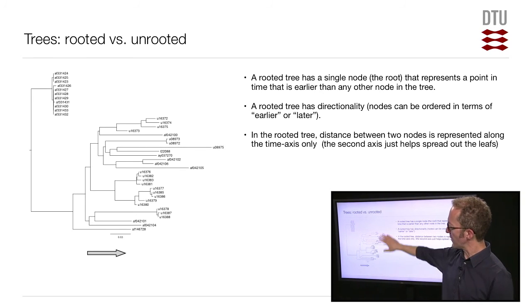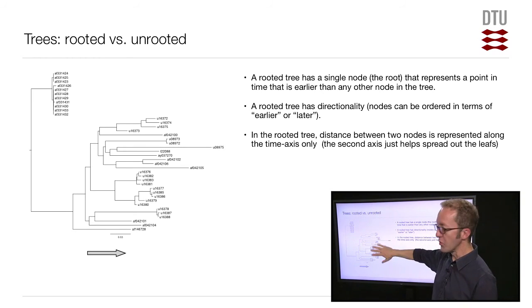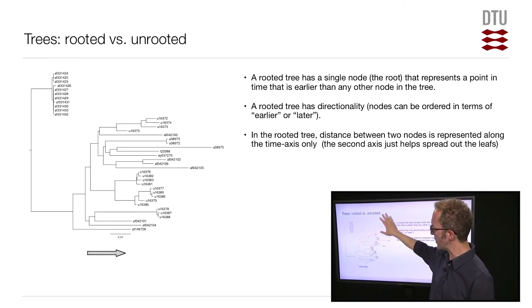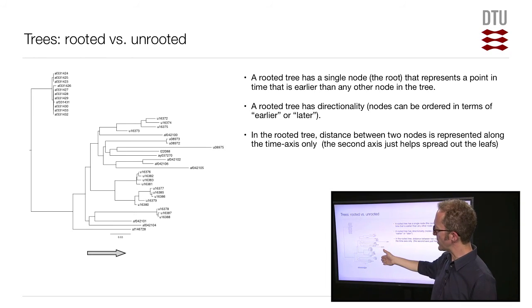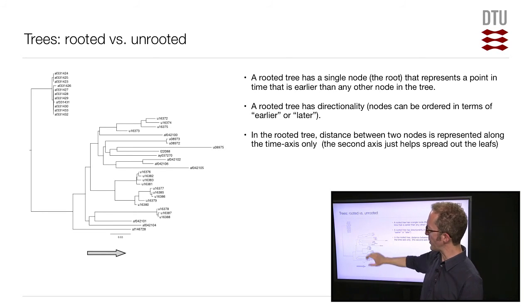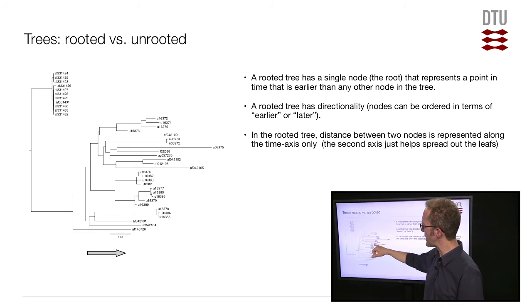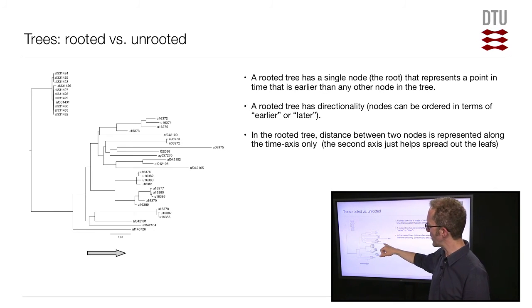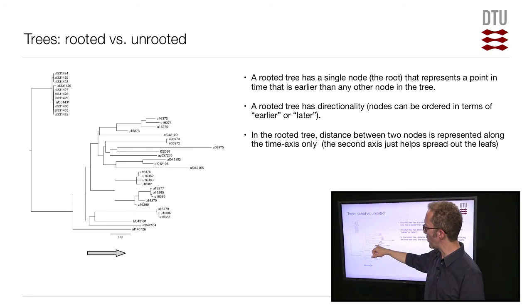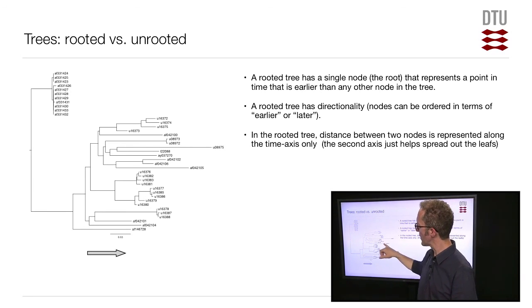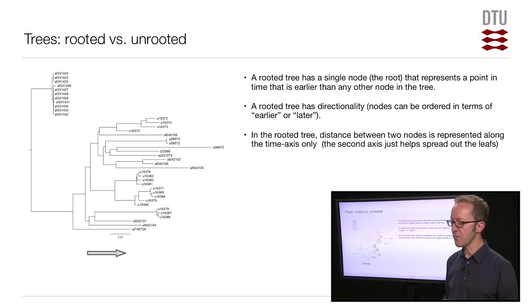It's important to realize that in a rooted tree, the other dimension in the tree, the vertical dimension here, does not mean anything in terms of genetic distance. It's just there to spread out the leaves. Only the horizontal orientation in this particular rooted tree carries information about genetic distance. So I should maybe mention that branch lengths, the longer the branch, the more mutations, the more changes have occurred on that branch.